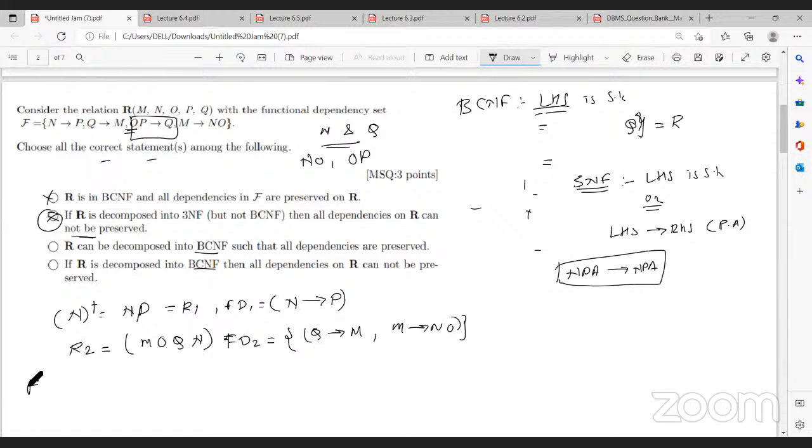So let us check F1 plus closure. If I take the closure of N, I will get NP only. So I can say N determine P here. If I take the closure of P, will I get N? No. Now let us take the closure of F2 plus here. See here, M and Q are my candidate keys. If I take the closure of M, I will get all the attributes, that is O, Q, N. Similarly for Q also, I will get O, M, N. Are you getting it?